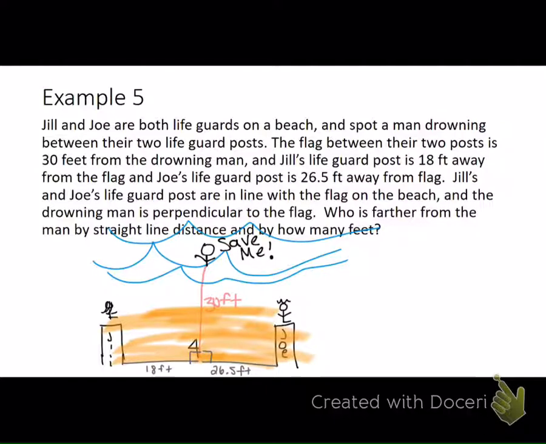So we are going to do the Pythagorean theorem to figure out their distances from the drowning man. We'll start with Jill's distance. I'm going to call Jill's distance x and Joe's distance y. Nick, set up the Pythagorean theorem to find Jill's distance x if you know that she's 18 feet from the flag and the man is 30 feet from that. What would the Pythagorean theorem be for this one? 18 squared plus 26 squared. Be careful.